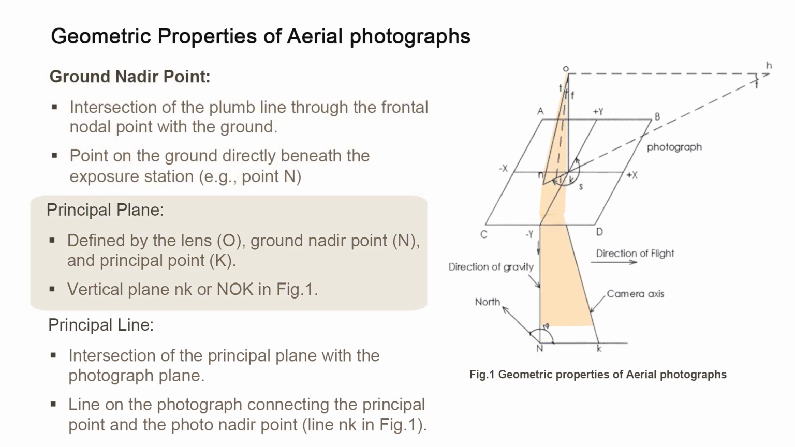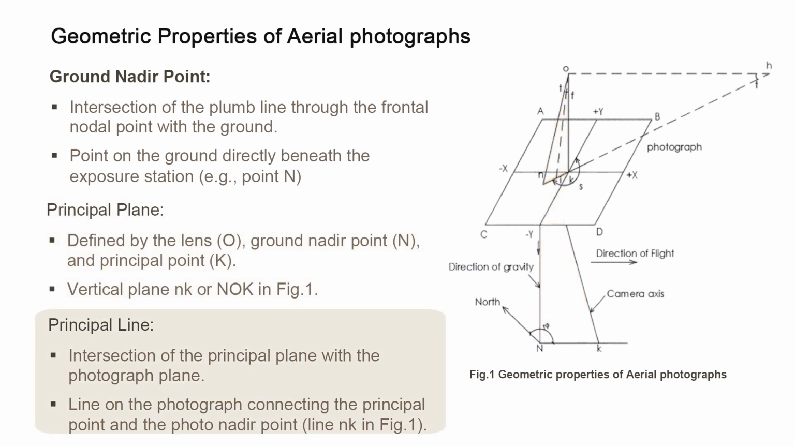Principal plane. A principal plane is a plane defined by the lens capital O, the ground nadir point capital N, and the principal point, which produces the ground capital K. It is thus a vertical plane, small nok or capital NOK in the figure.